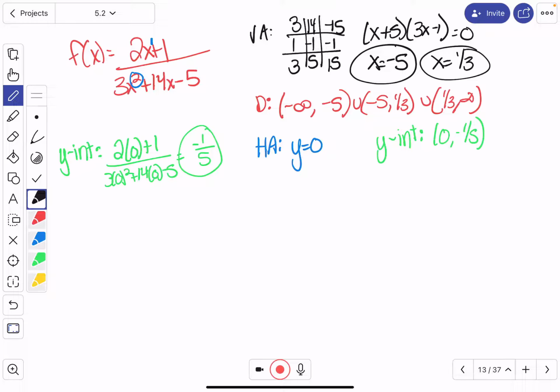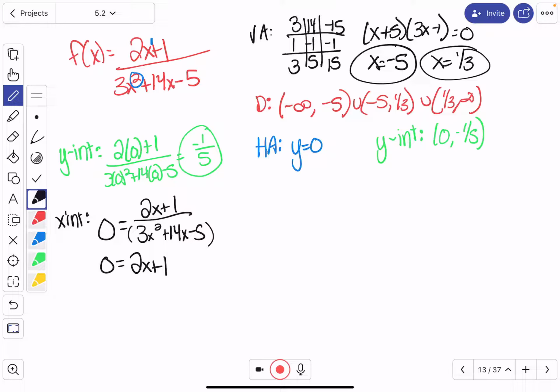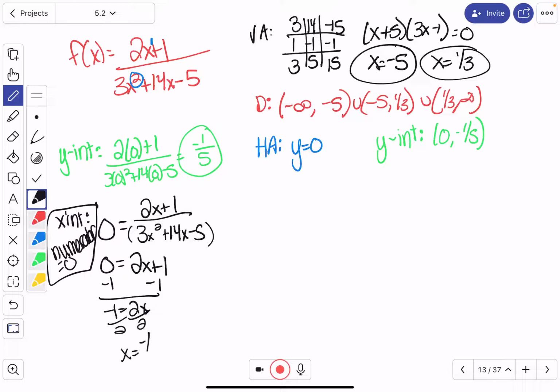x-intercepts are when the equation equals 0. So we plug 0 in for the f of x. If we multiply both sides by that denominator, well, 0 times anything is 0. So your x-intercepts, really, you make your numerator equal 0. So to solve for x-intercepts, make the numerator equal 0. And then subtract 1 from both sides. Divide by 2. x equals negative 1/2. So that's our x-intercept.